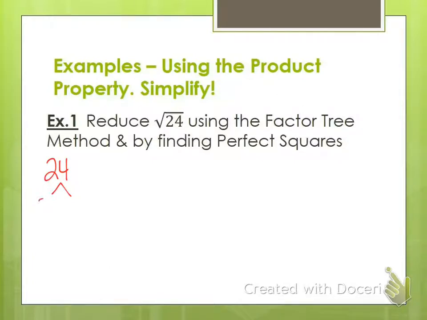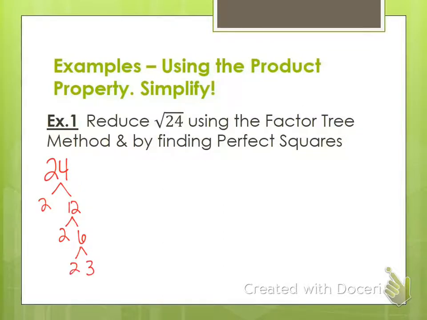12 times 2? Okay, that works. That's not the only option, but we just need one option to get us started. 2 is prime, so it does not break down any further. 12 is not prime. What could it break into? Okay, 2 and 6, or you could use 3 and 4. Again, 2 is prime. 6 breaks into 2 and 3.